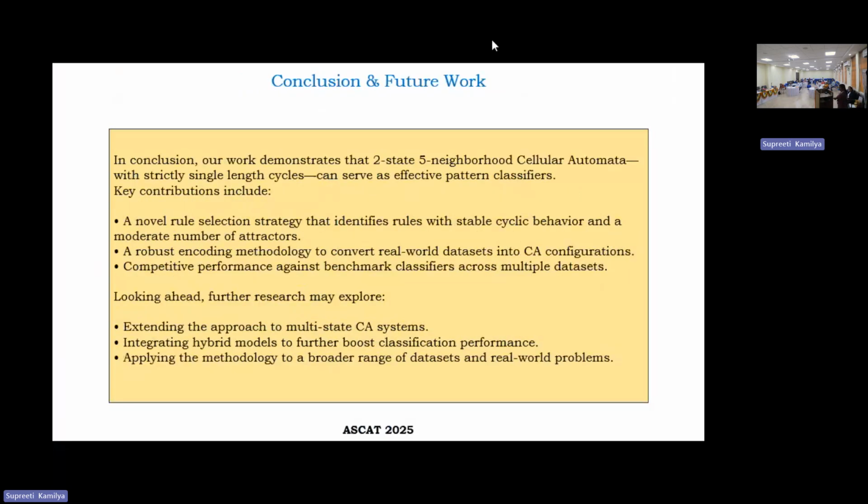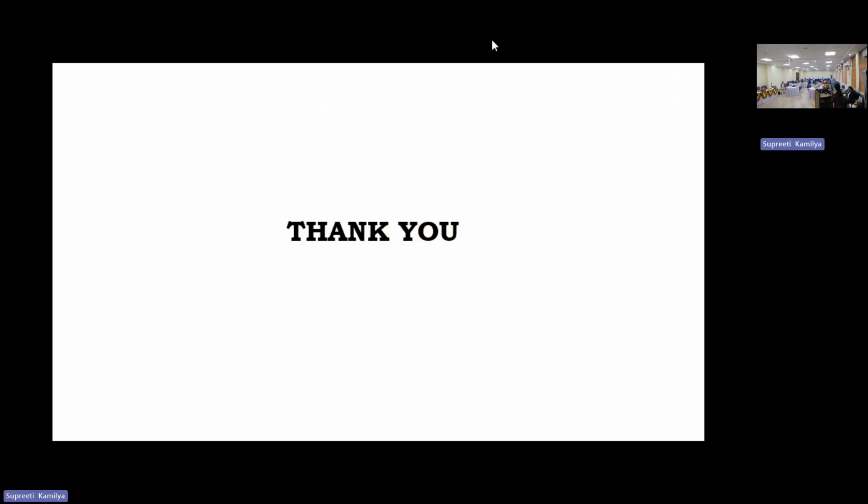And for future work, what we are thinking is, here we are using just a uniform CA. Then we want to extend it in theory by putting some non-uniformity in the CA, and we want to see the behavior. So that's all. Thank you.